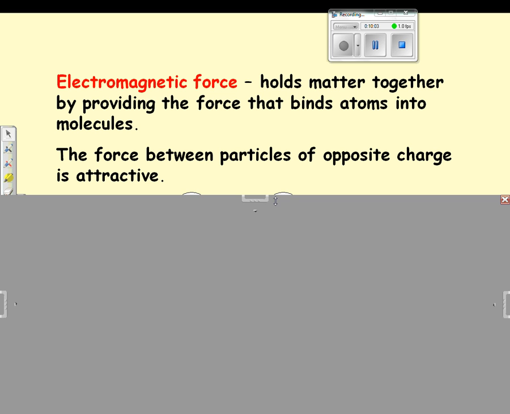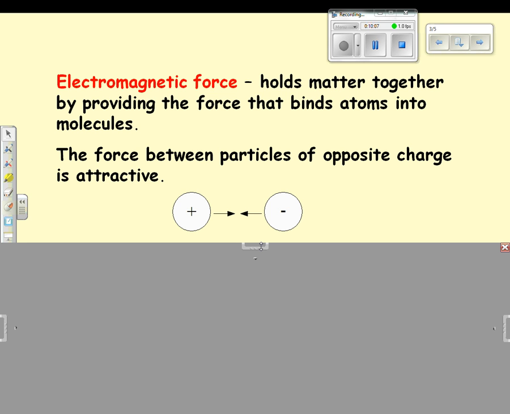And you probably know from grade 9 science, the force between particles of opposite charge is attractive. In other words, opposites attract. Positive charge, negative charge, they're attracted to each other, right? Is it similar to gravity? No. In fact, scientists don't really have a true understanding of what causes gravity. Everyone knows about gravity, but no one really knows why.